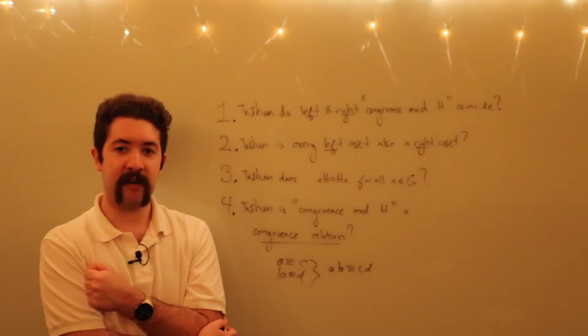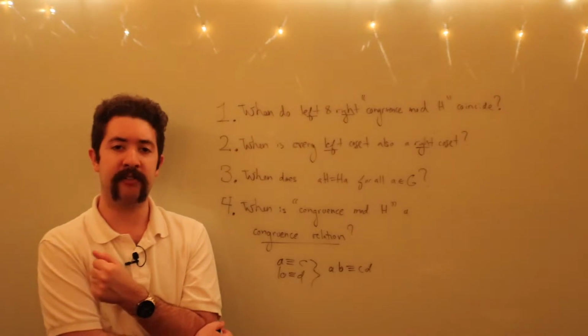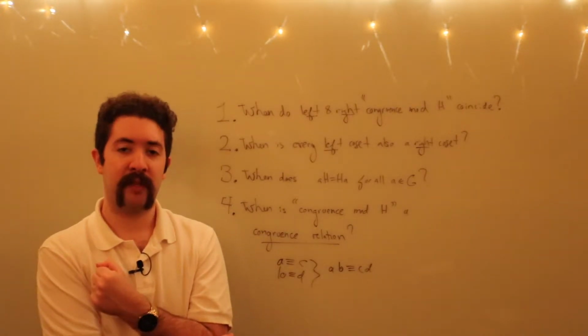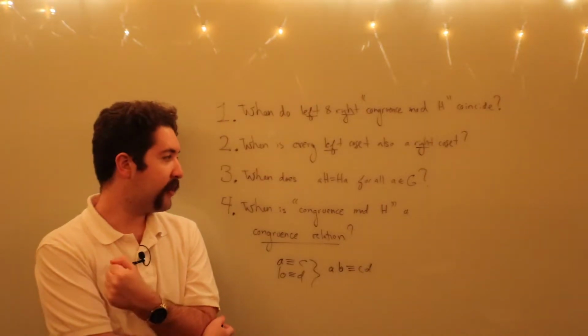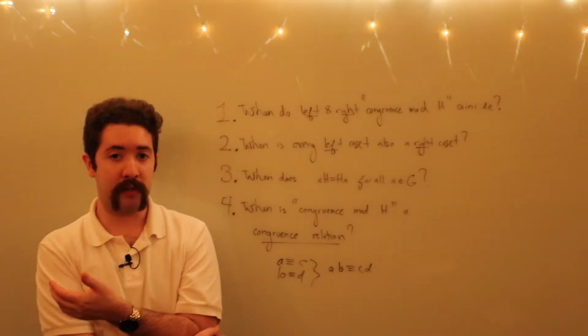Now what's interesting here is that all of these questions, as well as several others that I didn't mention, lead to the idea of what's called a normal subgroup. We will define that, we will give examples, we're going to prove theorems, and then we're going to talk about why normal subgroups are important.